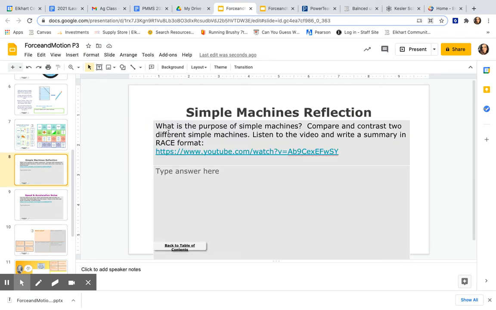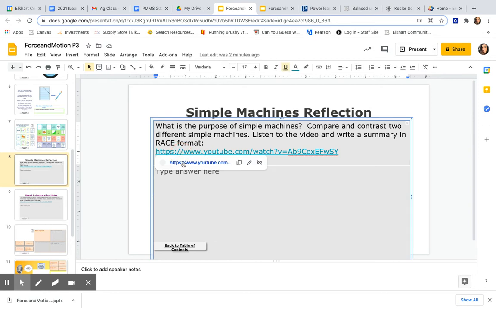What is the purpose of simple machines? Compare and contrast 2 different simple machines. Listen to the video and write a summary in RACE format. So we're going to listen to this particular video here.